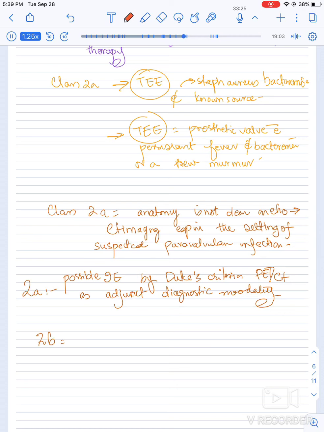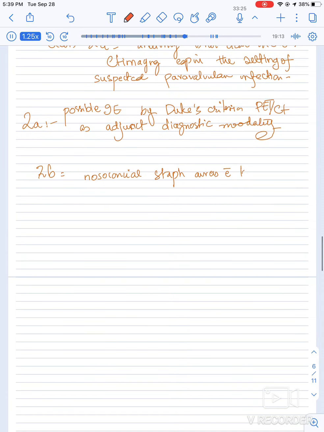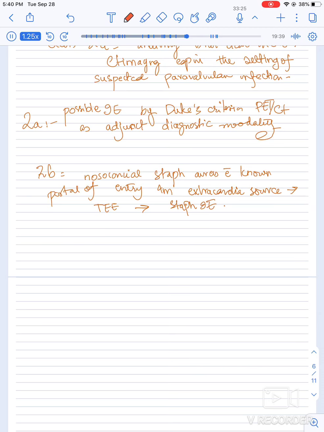Now, a 2B recommendation is if the patients have nosocomial staph aureus with portal of entry from an extracardiac source, the TEE might be considered in those patients to detect staph infective endocarditis if clinically indicated.